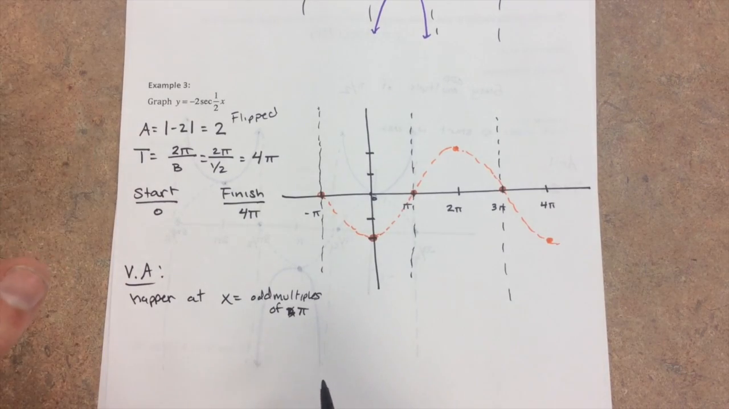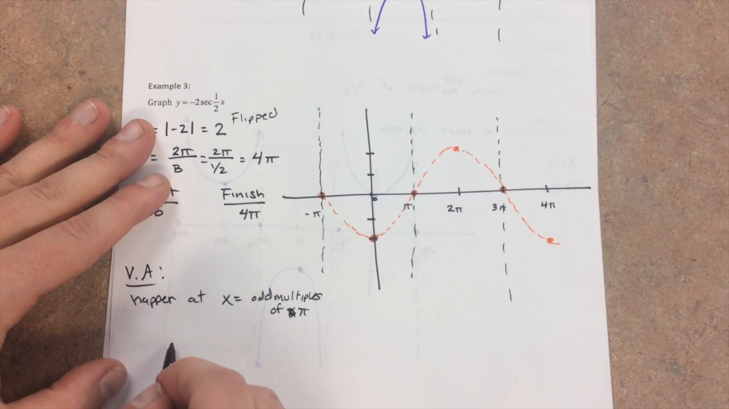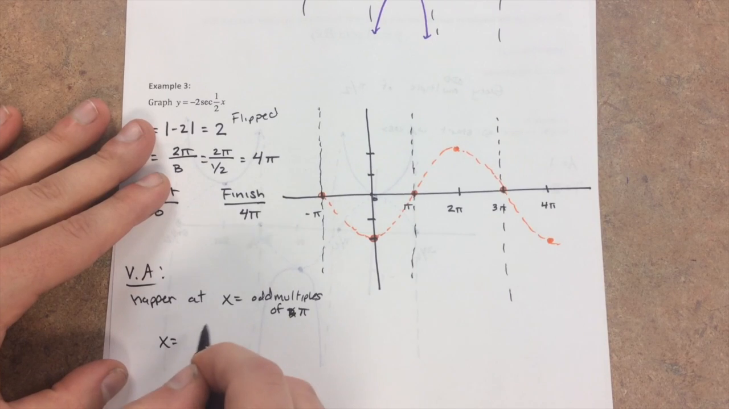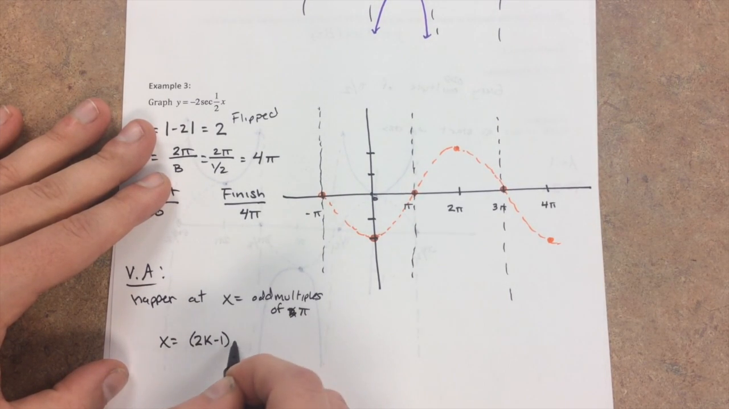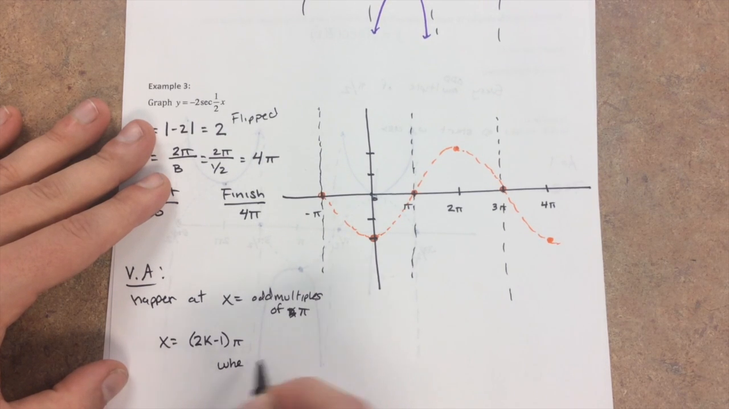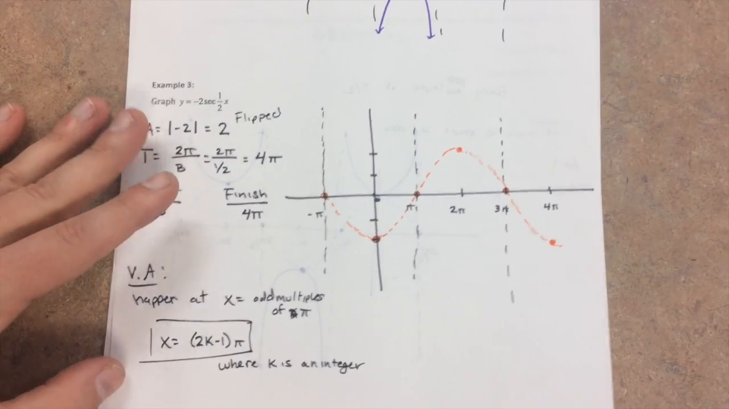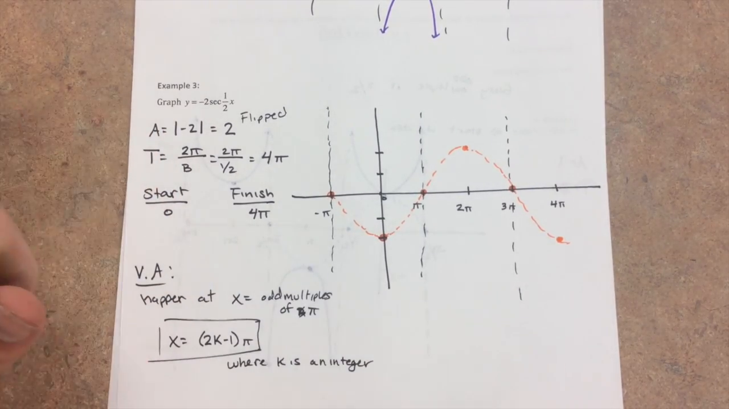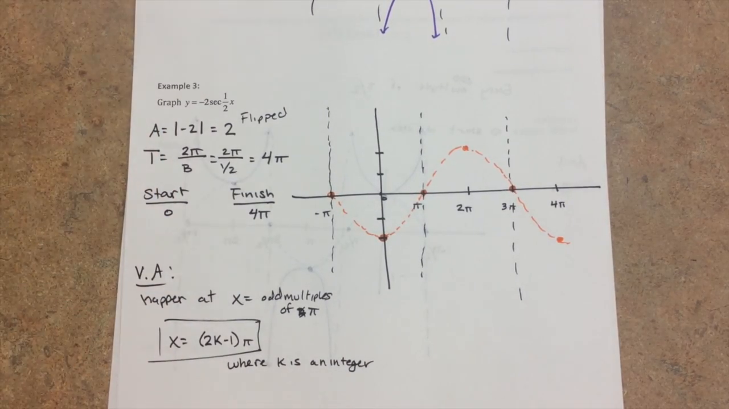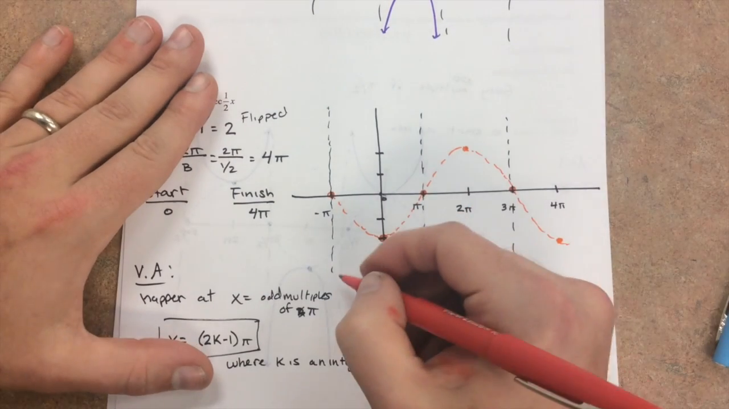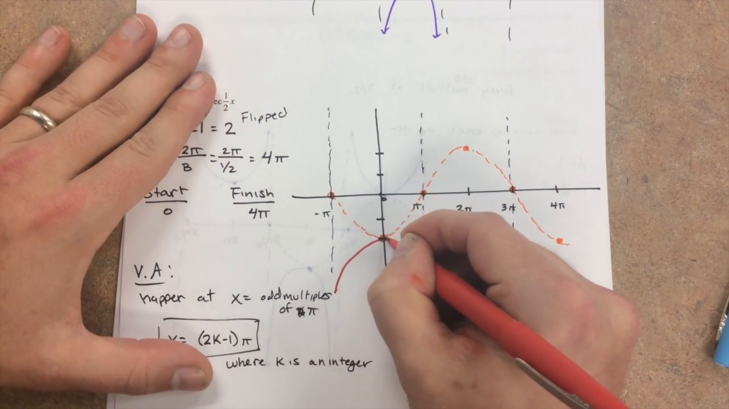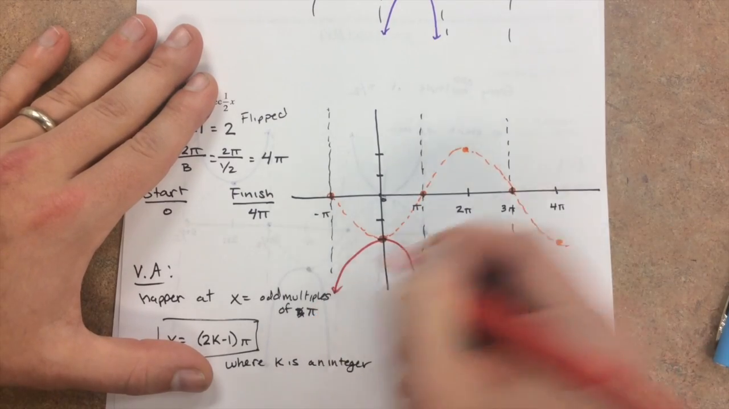So that's the verbal way of saying it. I could also say x equals 2k minus 1 times pi, where k is an integer. So this is the fancy math way of writing that vertical equation. If you can just explain to me in words, I will be perfectly happy with you doing that. The last thing that we have to do is draw in our secant.